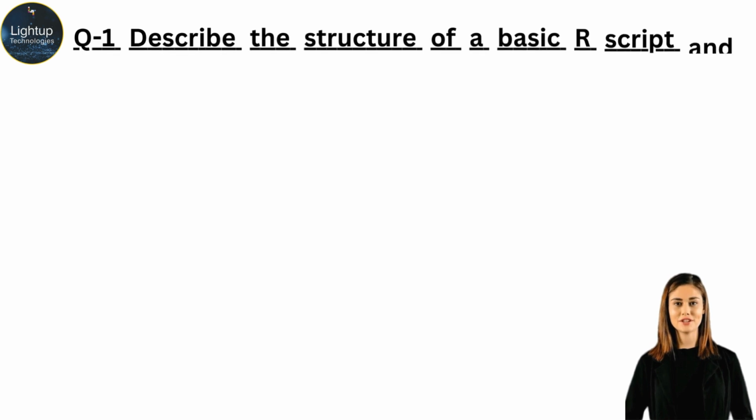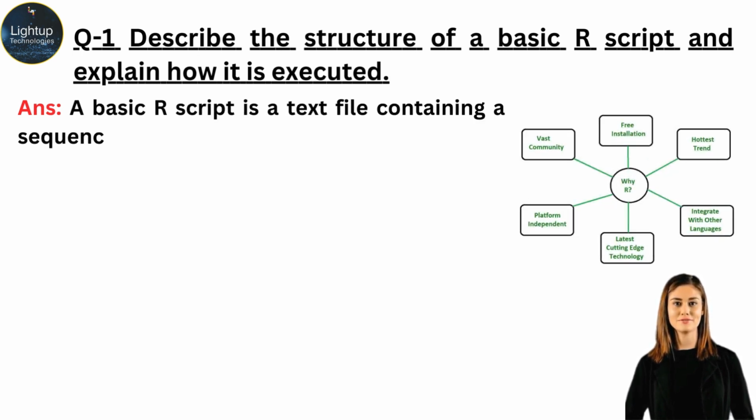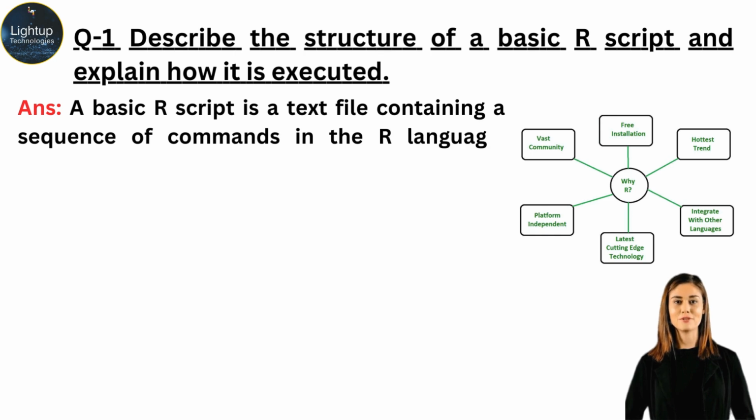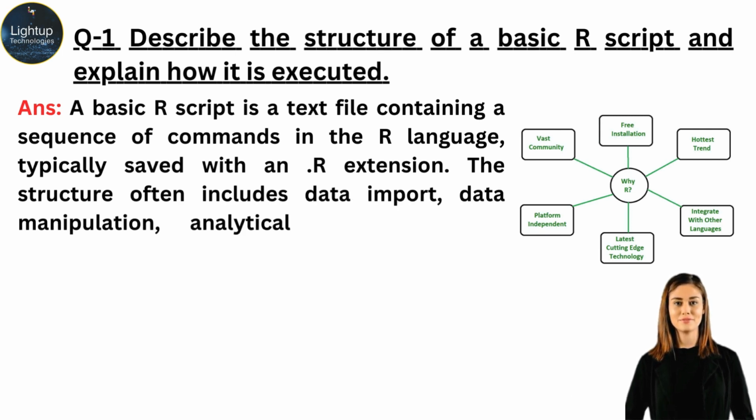Describe the structure of a basic R script and explain how it is executed. A basic R script is a text file containing a sequence of commands in the R language, typically saved with an .R extension. The structure often includes data import, data manipulation, analytical processing, and output commands.